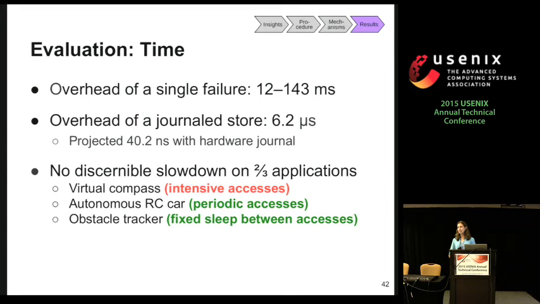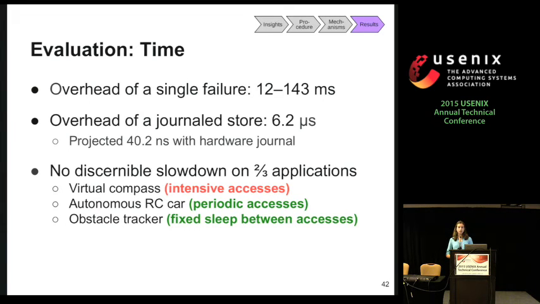The biggest time overhead, however, was actually due to the journal, because we implemented the journal in software for our prototype here. And as a result of that, there was an overhead of 6.2 microseconds for each store that was burdened a little bit by this overhead due to journaling. However, in the paper, we actually proposed a few very simple hardware mechanisms that we believe would decrease this overhead by 2 orders of magnitude. So that would be good.